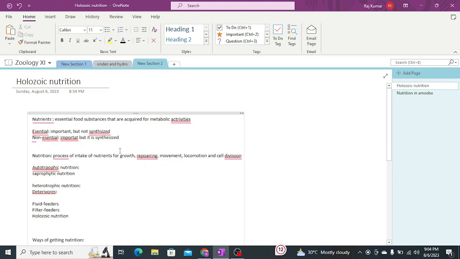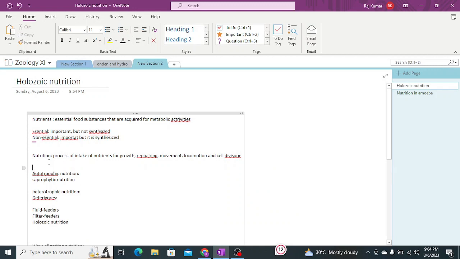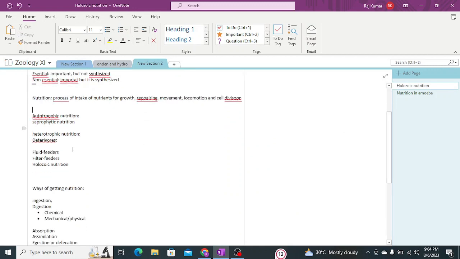Afterwards, we have nutrition. Nutrition is the process of intake of nutrients for growth, for repairing of materials, as well as for movement, locomotion, cell division. All involves nutrients. All involves the process of nutrition. Afterwards, we have the types of nutrition, in which we are going to discuss a few things. First, what is nutrition? Nutrition is the process of intake of nutrients for growth, repairing, movement, locomotion, cell division.